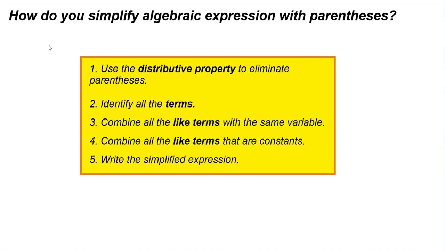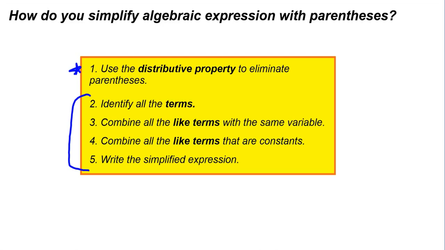Here are the steps for it, and hopefully you notice that most of these steps are pretty familiar. They're almost identical to simplifying algebraic expressions. In fact, these are the 4 steps for simplifying algebraic expressions. The only thing we're adding is a new first step, which is to use the distributive property to eliminate the parentheses. Before we can simplify any expression, we have to make sure that the parentheses are all taken care of or eliminated. That way we can combine all of our like terms, because if you have terms in parentheses and you have terms that are outside of parentheses, you can't combine those until the parentheses are eliminated.